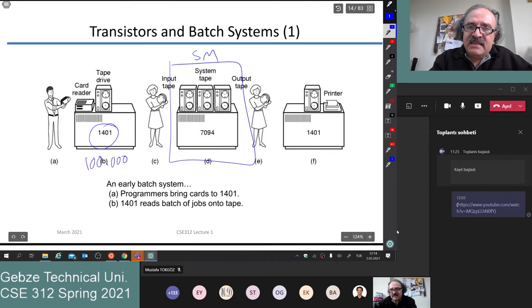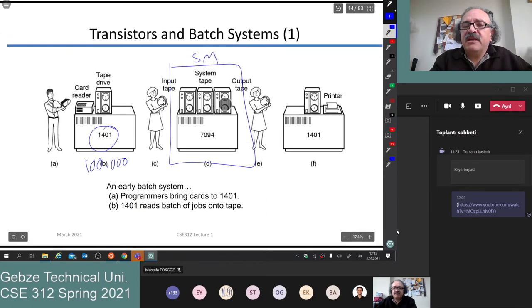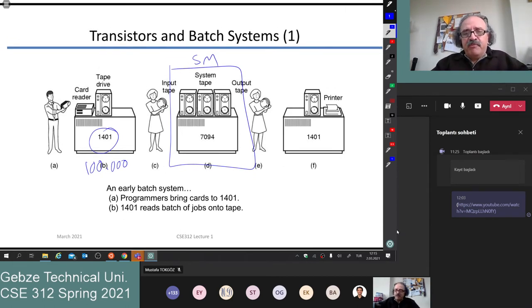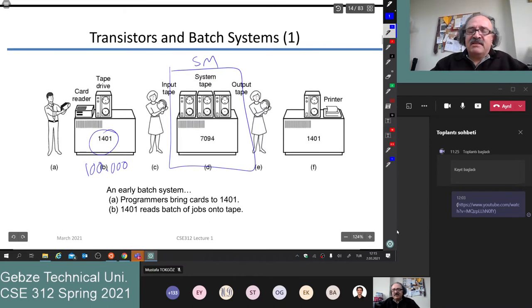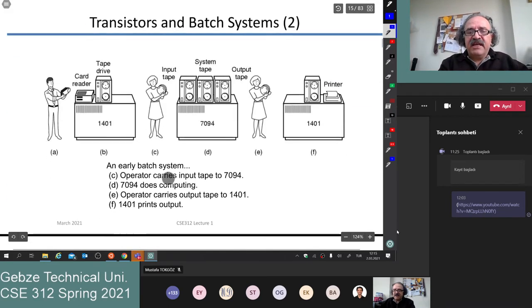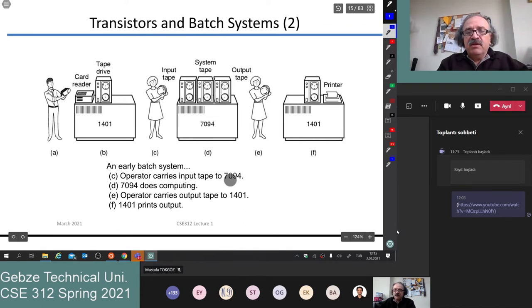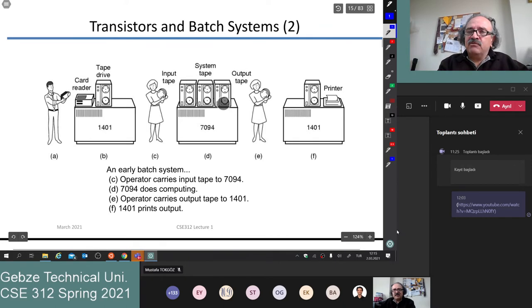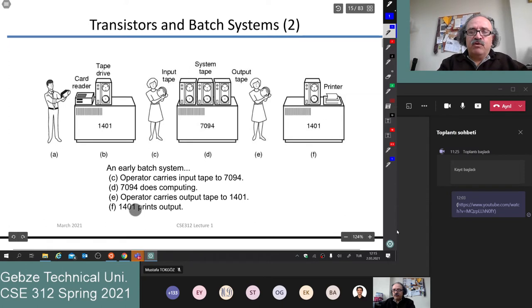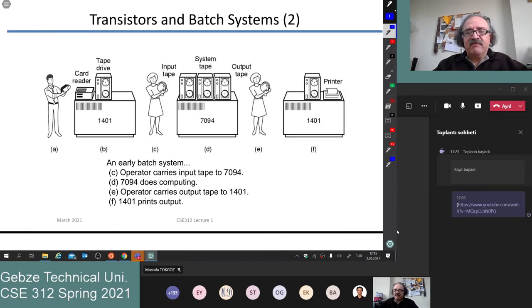As you see, there is this input tape reader, output tape writer, and there is a system tape. If I have a simple operating system in there, like loading the programs, starting new programs, or loading the compilers, it will be done by this program loaded into the system tape. So that was the solution. The programmer brings the cards to the 1401. The 1401 reads the batch jobs onto a tape, and then this person, the operator, carries the input tape to the 7094. The 7094 does the computing, and the results are written to the output tape, and another 1401 prints the results. That was the idea during those days.